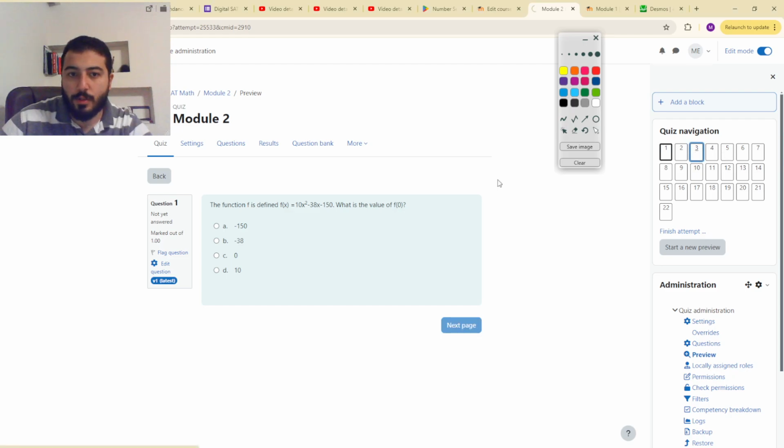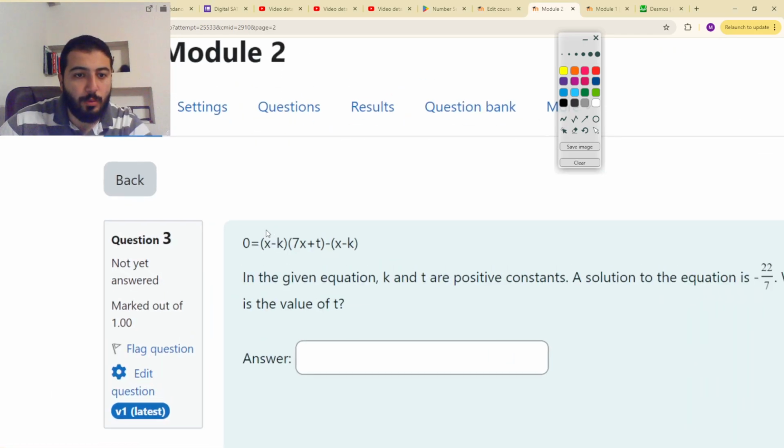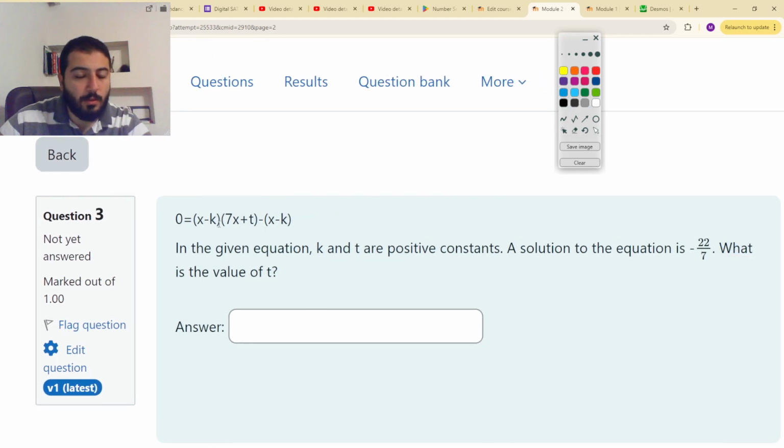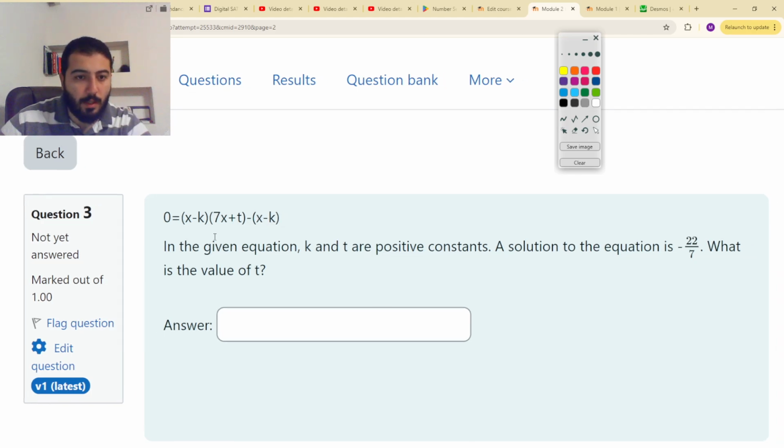This is the first question in module 2. x minus k times 7x plus t minus x minus k. In the given equation, k and t are positive constants. A solution to this equation is negative 22 over 7. So we can remove x and put negative 22 over 7.